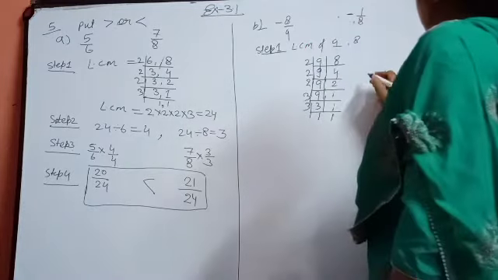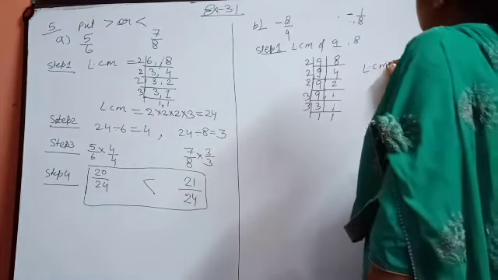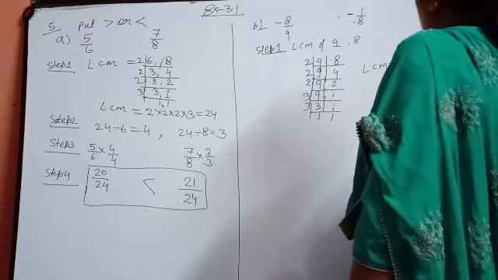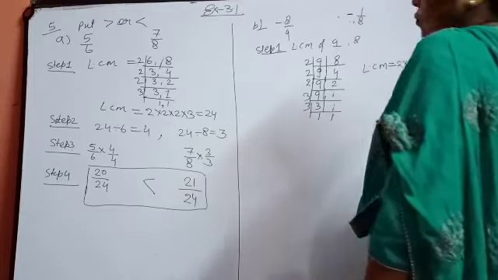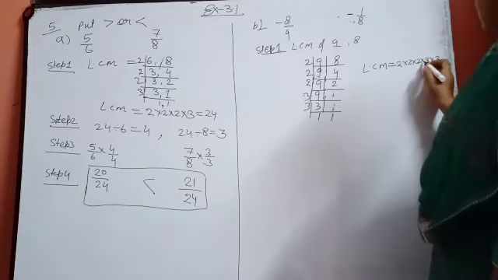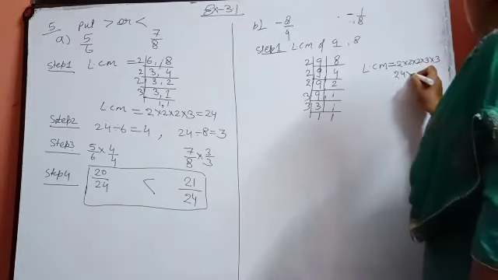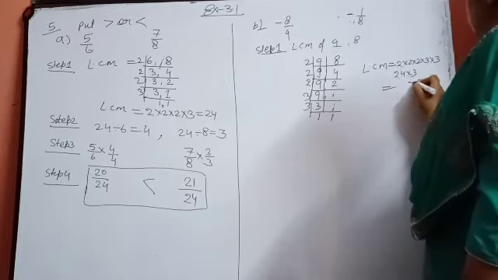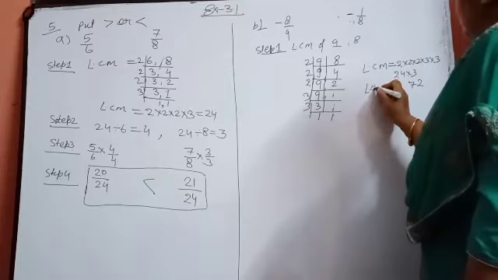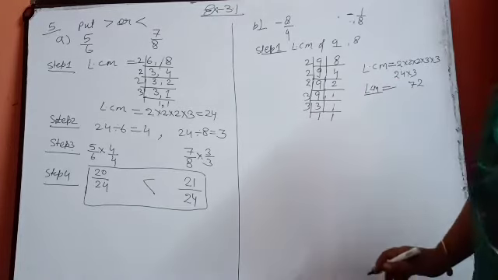Okay, so what is your LCM? Now write: LCM is equal to 2 into 2 into 2 into 3 into 3. 2 2 ja 4, 4 2 ja 8, 8 3 ja 24, 24 into 3. 72 will be your LCM.